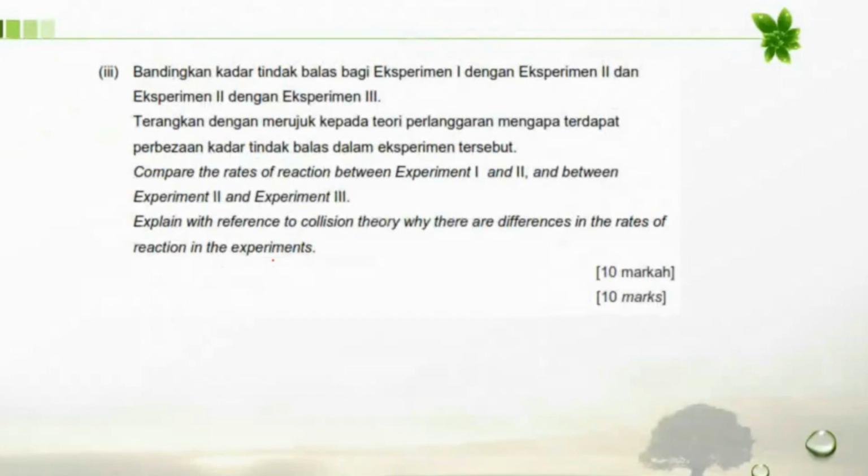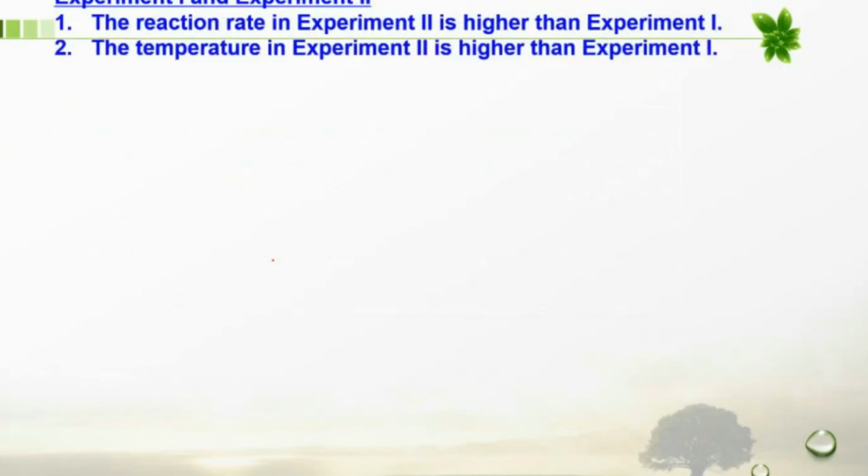Explain, compare the rate of reaction again now. This time, 1 and 2 is the factor of temperature. We have done temperature already, so directly we can discuss. The rate of reaction in experiment 2 is higher than experiment 1 because the temperature in experiment 2 is higher than experiment 1.